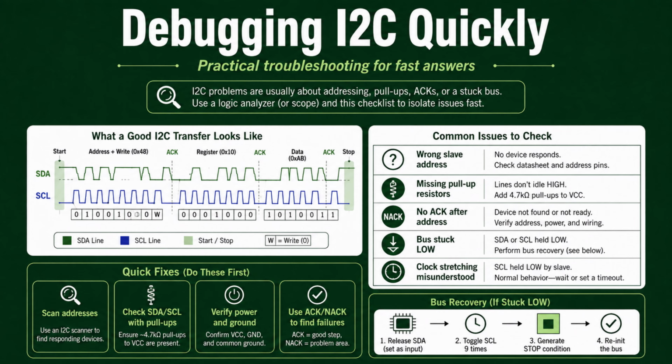Next, verify the 7-bit device address. Confusion between 7-bit and shifted 8-bit address formats is one of the most common causes of an address NACK. An I2C scanner can help identify which addresses actually respond.